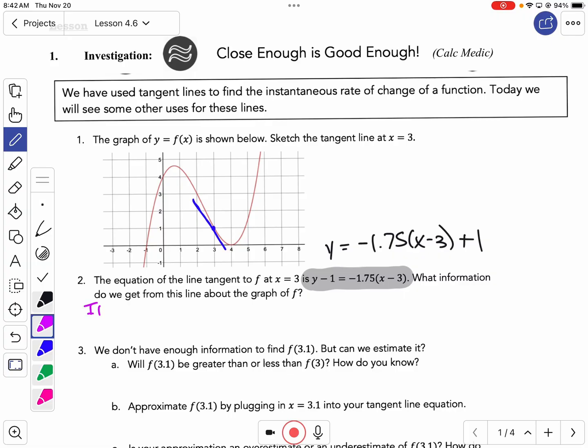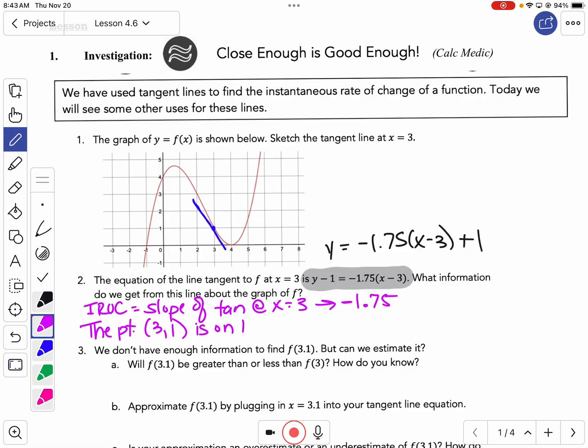Okay, it tells me the instantaneous rate of change, which is the slope of the tangent at x equals 3, and that's that value, negative 1.75. Anything else it tells me? There's two more numbers up there. What do they represent? Yeah, or we could just say it's a point. It's a point on that line, right? It's a point on the line. So the point (3, 1) is on the graph of f.